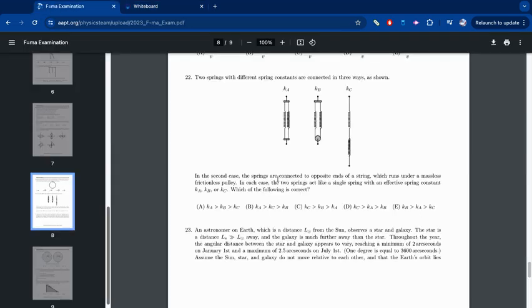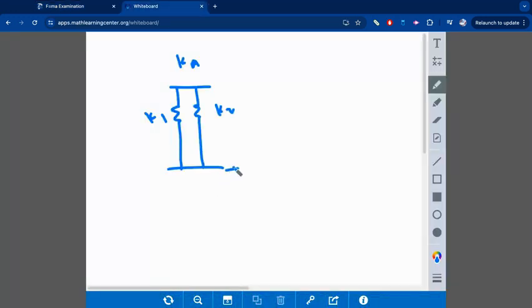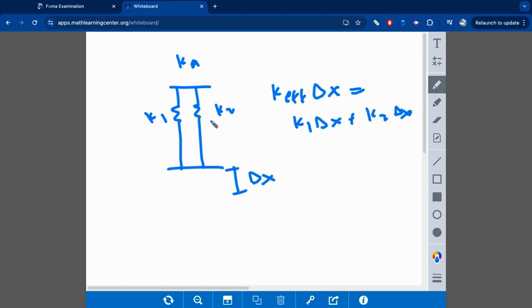So whenever you're finding the effective spring constant, you can always consider stretching it by a small distance x and seeing what happens. So in this case, if we say that it has an effective spring constant of K effective, then K effective times delta x, which is the overall force generated by the springs, is going to be equal to K1x plus K2x, because both of them are stretched by x. So K effective equals K1 plus K2. So Ka is just K1 plus K2.